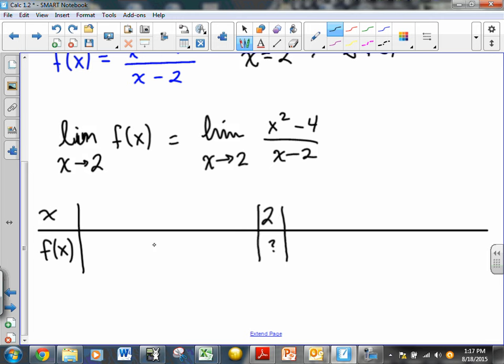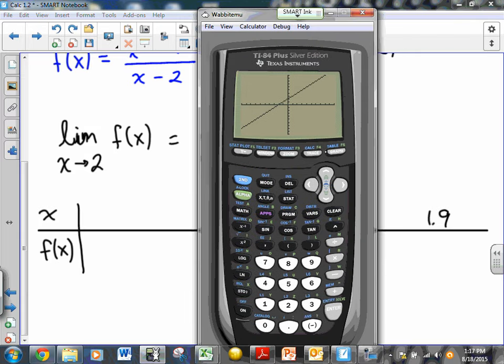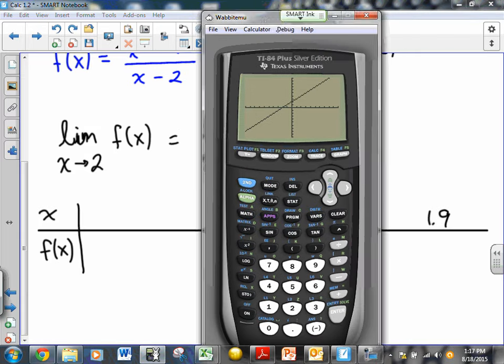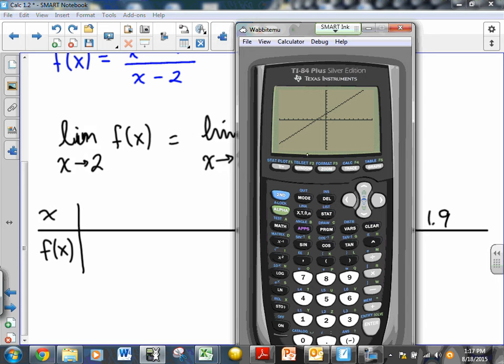So let's pick one. How about 1.9? That's close to 2. If I were to plug in 1.9, I'm going to go back to my table. Now I could plug in 1.9 here. I could put this in my calculator: 1.9, square it, subtract 4, divided by 1.9 minus 2, which would be negative 0.1. Or let the calculator do the work for me.